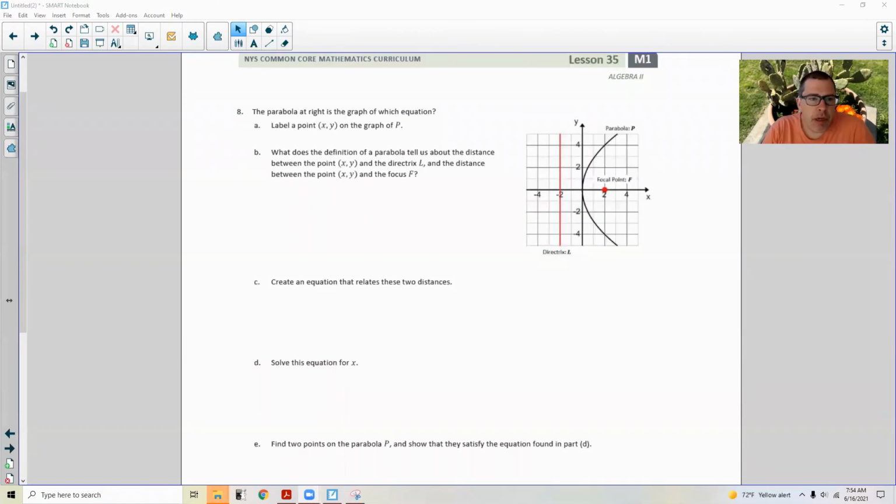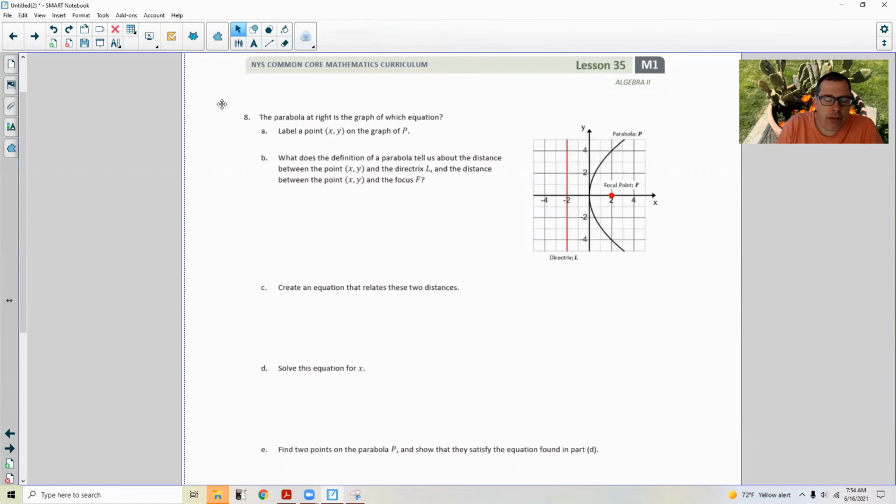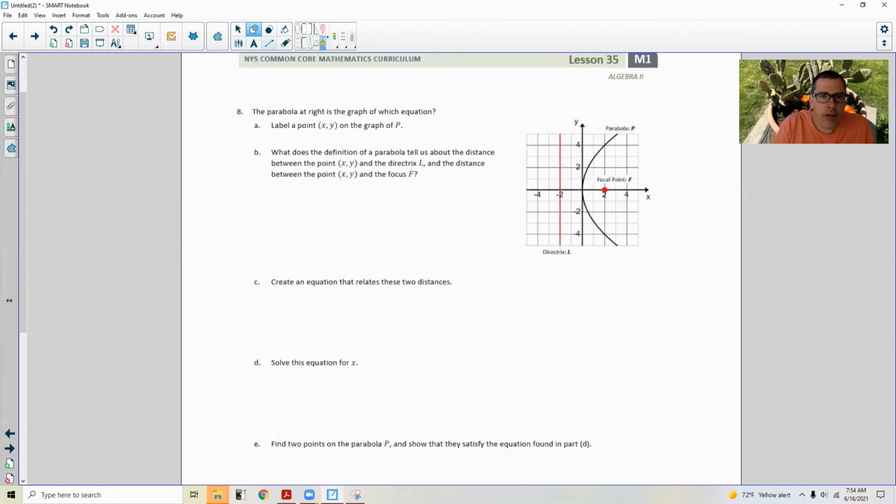Okay, page 3 brings us to problem number 8. The parabola at the right is the graph of which equation? So they want us to come up with an equation for this, but the nice thing about this page, I am going to put a big star on this page. Do they have the star symbol? You betcha, right here. Boom. All right, this is a really important page right here. So I'll put that right there.